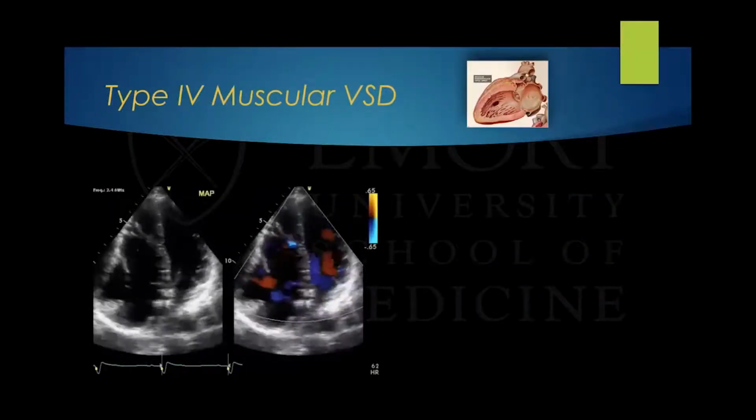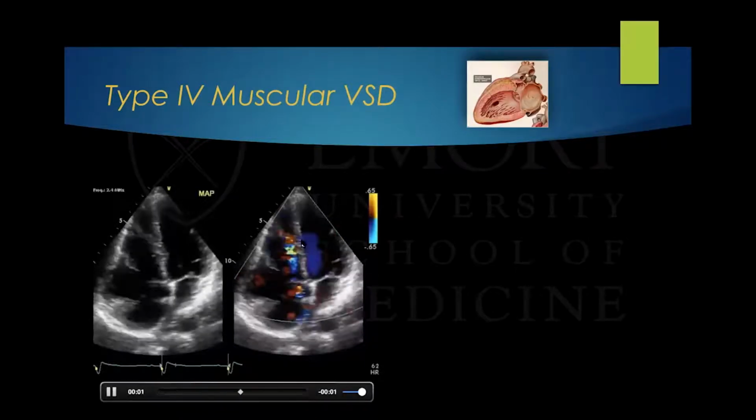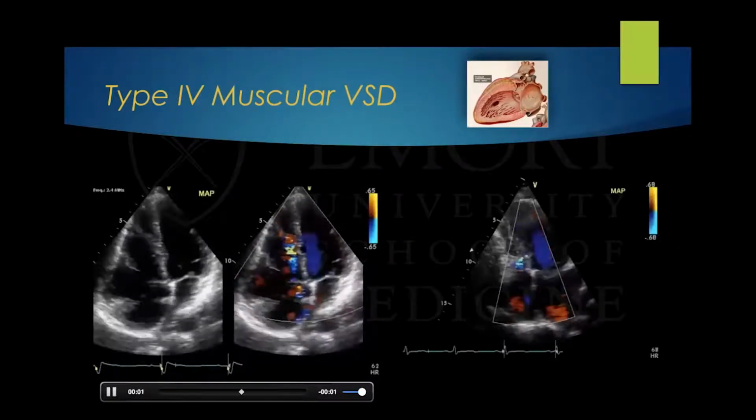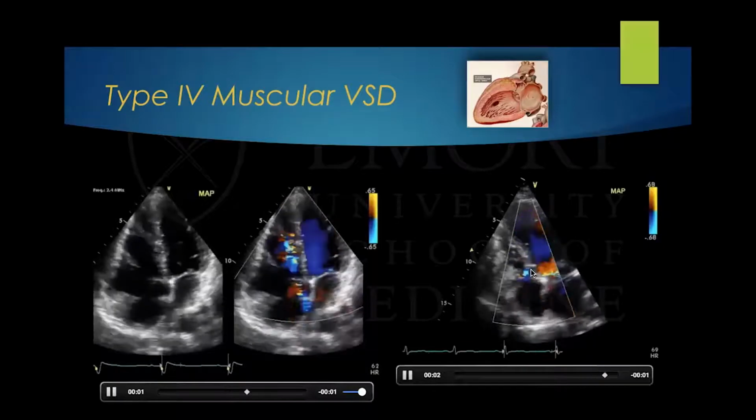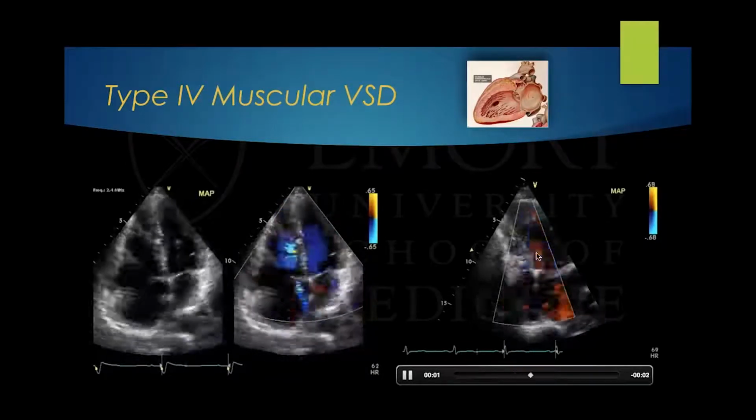So another type of VSD, the common one, is the muscular VSD, and as the word says, it's along the muscle of the septum, and it can be in any portion of the septum. This is more towards the mid-septum, and this other example is more towards the base, close to the membranous septum, but it's in the muscular area.